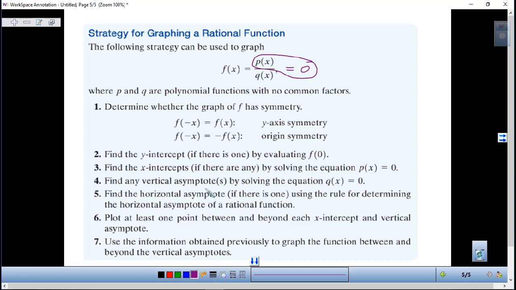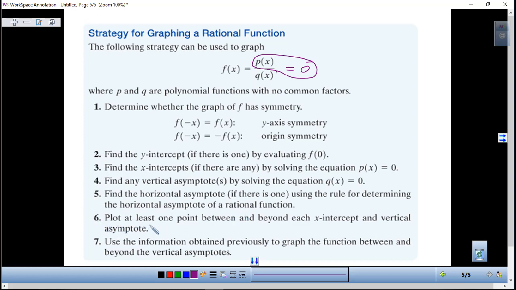Alright, then you're going to find any vertical asymptotes by solving the equation q of x, the denominator, equals 0, finding those places where it's undefined. And then find the horizontal asymptote, if there is one, using the rules for determining the horizontal asymptote of rational functions, the degree on top, degree on bottom thing.